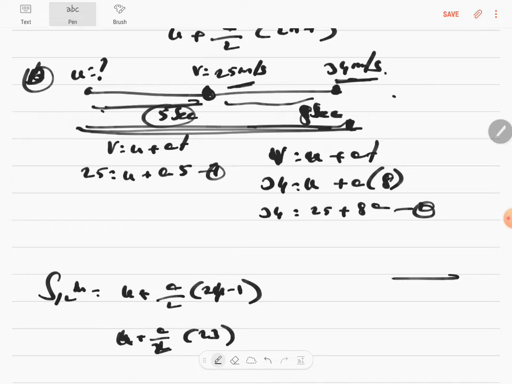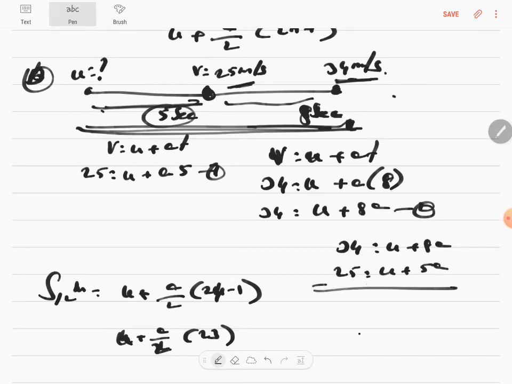In that case, this will be 34 is equal to u plus 8a. So 34 is equal to u plus 8a, and you can solve this like a linear equation and get the value. So 34 is equal to u plus 8a, and 25 is equal to u plus 5a. So minus, so 3a is equal to 9, so a is equal to 3.